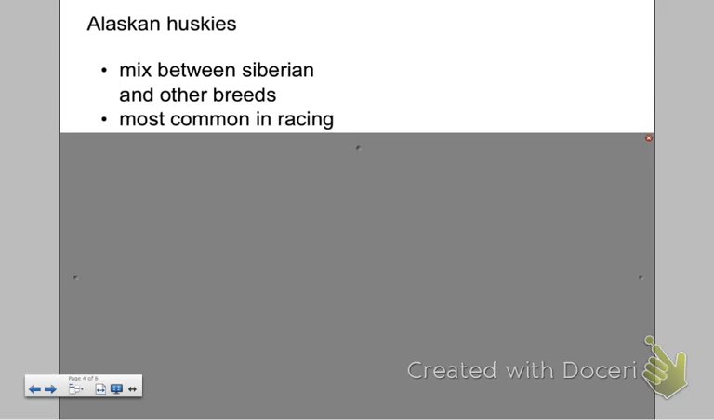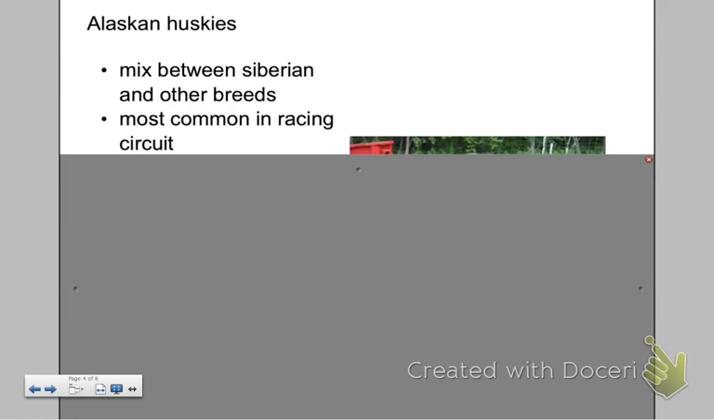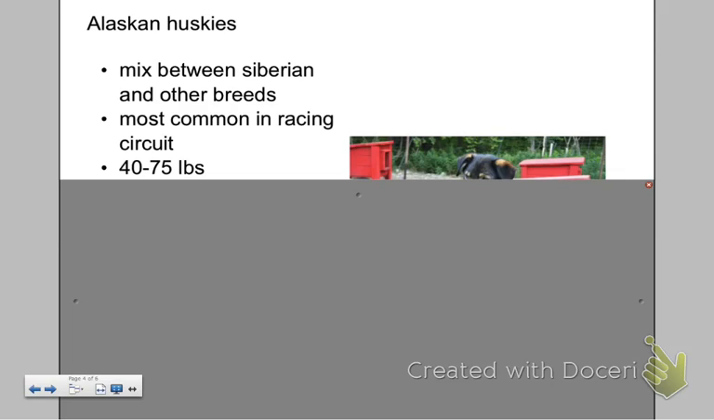And this dog is most common in the racing circuit. So people racing dogs are going to be breeding these, what they call Alaskan Huskies, that are kind of a mutt, if you will. They're similar in size to a Siberian Husky. They look so small. When I first went up to see some of these dogs, and I'll show you some pictures of them, they look so little. I couldn't imagine them pulling hundreds of pounds for thousands of miles. They weigh about the same as a Siberian Husky, 40 to 75 pounds. They look very skinny, but that's the size that they're supposed to be.